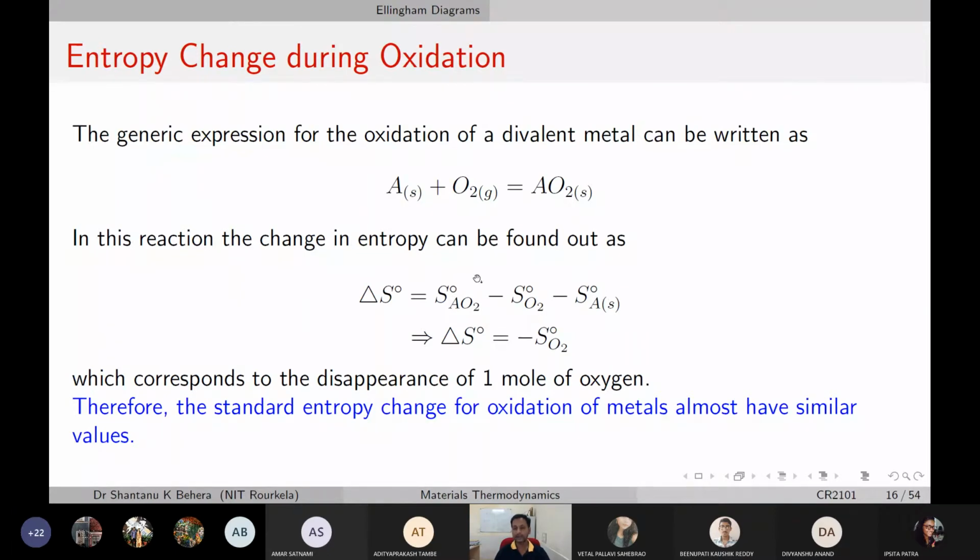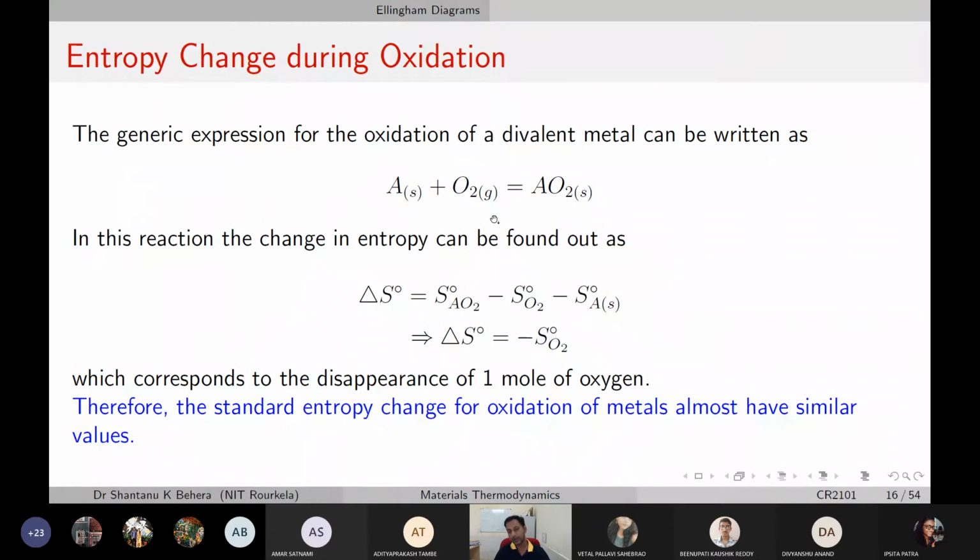All right, so we don't actually have to get into the details of what exactly the absolute entropies of these solid compounds are. So eventually, this delta S0 becomes minus S0 of O2. That means the entropy change is only because of the disappearance of 1 mole of oxygen. So this is the mathematical formula. But if you look at physically what's happening, which is what I told you in the beginning, a metal reacts with a gaseous material and forms a metal oxide.